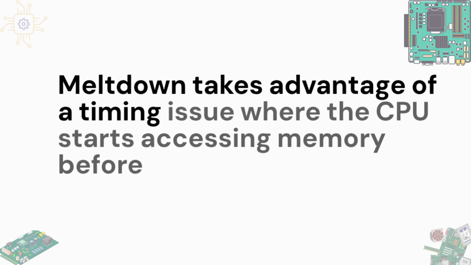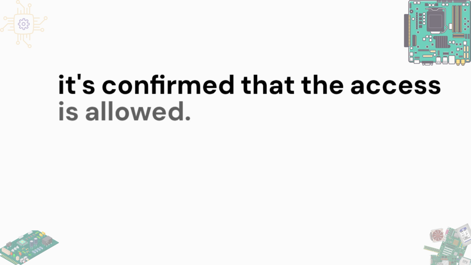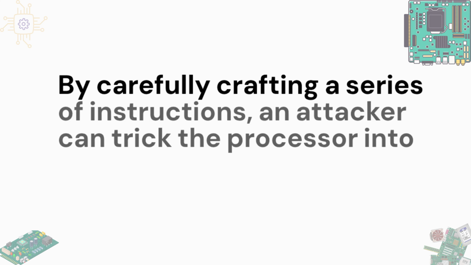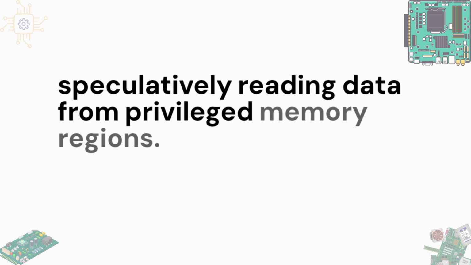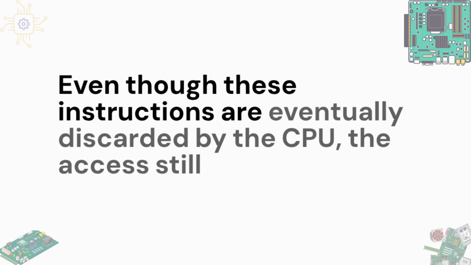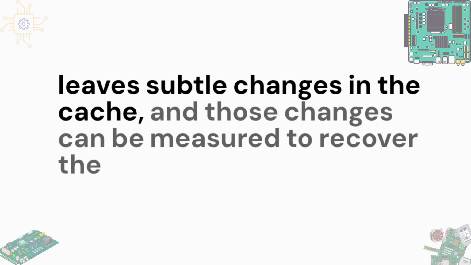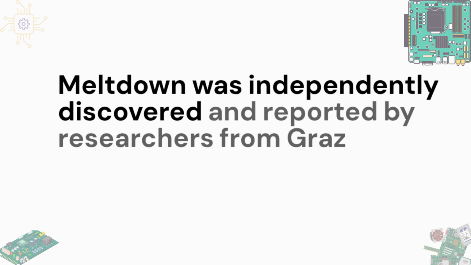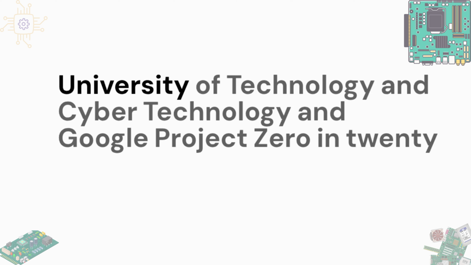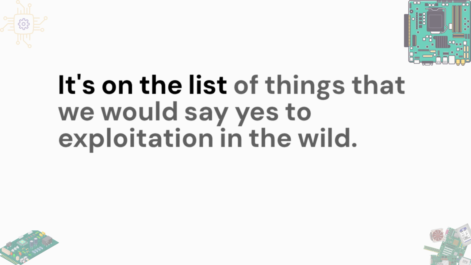Meltdown takes advantage of a timing issue, where the CPU starts accessing memory before it's confirmed that the access is allowed. By carefully crafting a series of instructions, an attacker can trick the processor into speculatively reading data from privileged memory regions. Even though these instructions are eventually discarded by the CPU, the access still leaves subtle changes in the cache, and those changes can be measured to recover the leaked information. Meltdown was independently discovered and reported by researchers from Graz University of Technology, Cybersecurity Technology, and Google Project Zero in 2018. It's on the list of things that we would say yes to exploitation in the wild.